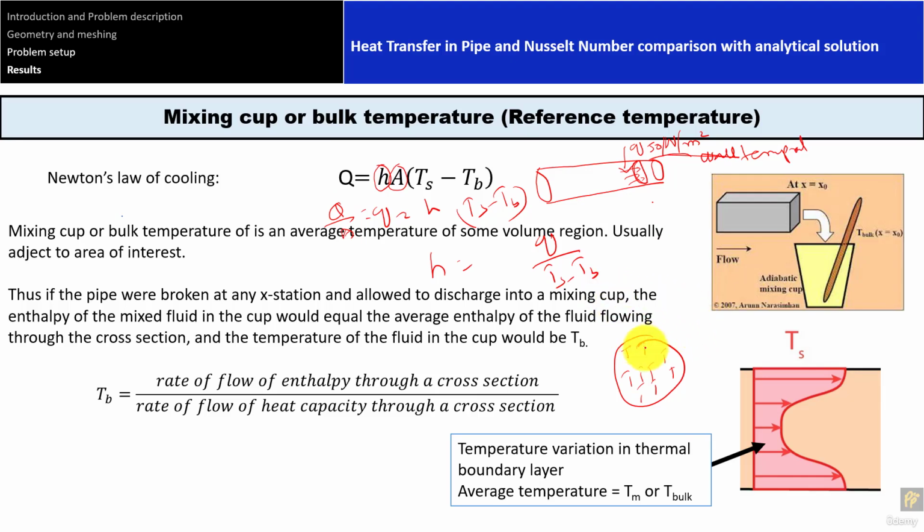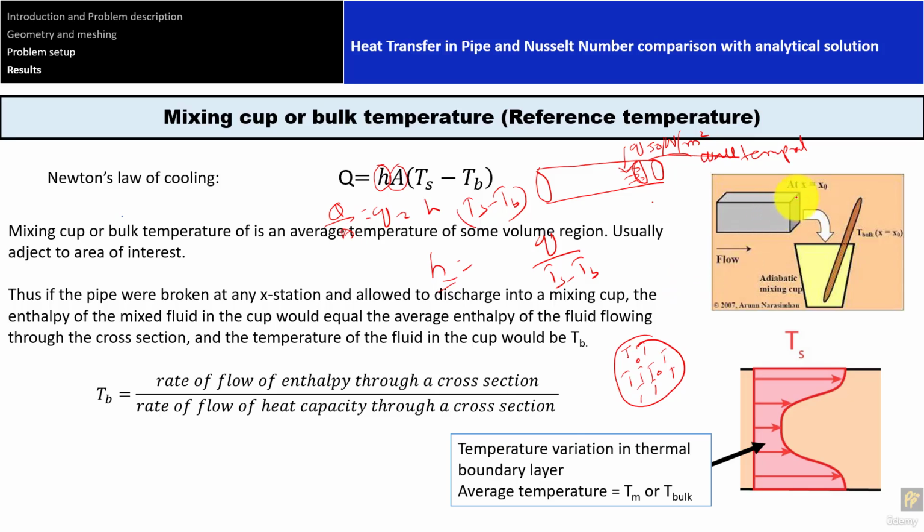If I take this temperature as a reference temperature and you take that temperature as a reference temperature, we get different values for the heat transfer coefficient. This is what we don't want. So we have to have a quantity that is not changing, and that concept is known as the mixing cup temperature or the bulk temperature.